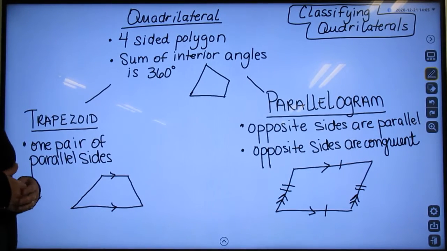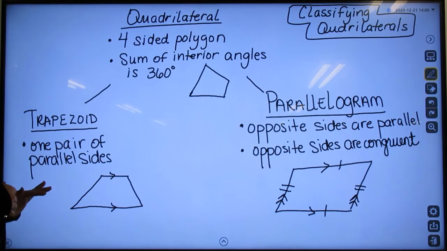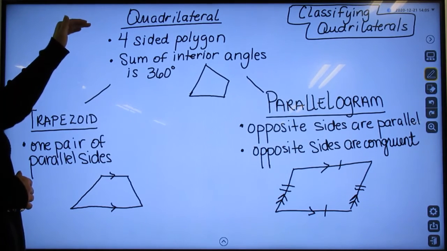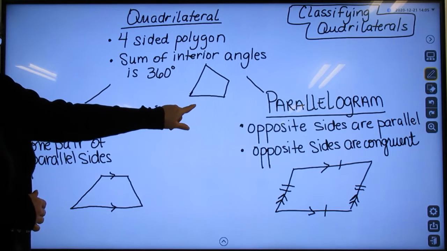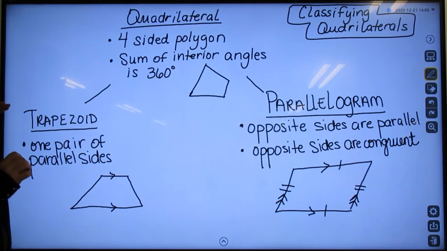Hello, so today we're going to be classifying quadrilaterals. I have made a chart here. A quadrilateral is a four-sided polygon. The sum of interior angles is always 360 degrees, and that's a funky picture of my quadrilateral. There are certain types, classifications.